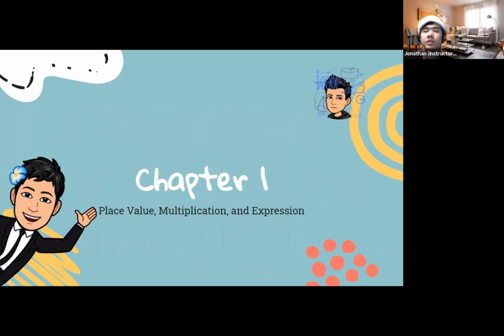All right, so 5 minutes has passed, and now we're going to go on with chapter 1. Today we're going to be learning place value, multiplication, and expressions. That's just fancy words for order of operations, multiplication, and easy stuff. Like I said, today is going to be pretty easy because it's the first day. We're just going to be learning one chapter, and it's chapter 1. I'll review stuff.